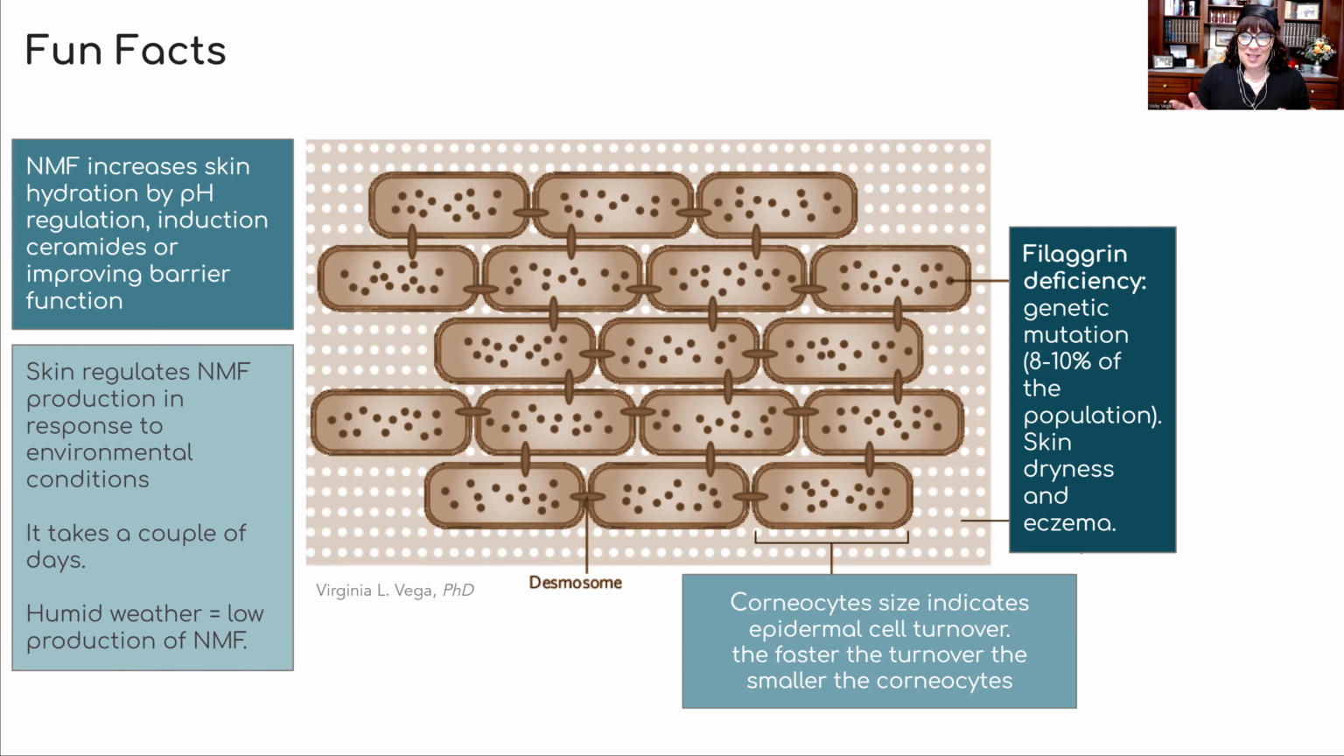The reason why this is important is because the faster the turnover is, the smaller the corneocytes are. So why is this important? If you have small bricks, you will have more chances of losing water, because these cells occupy less space and there is a maximum amount of cells that are produced. It's not that you will have a larger amount of corneocytes with a small size.